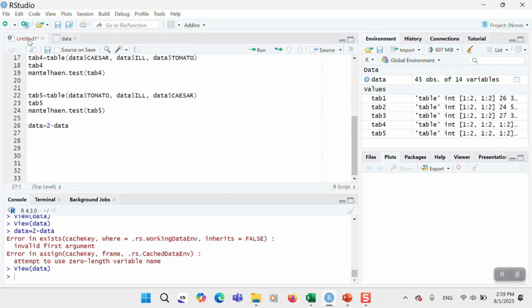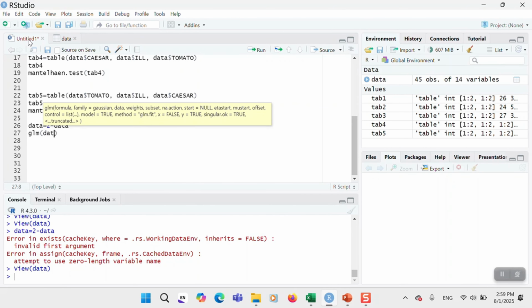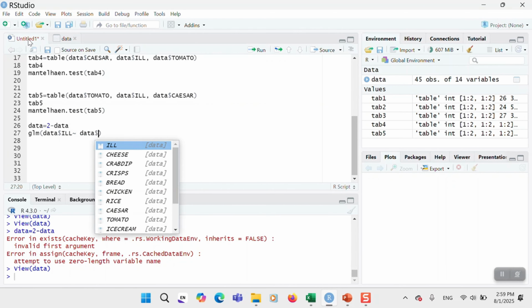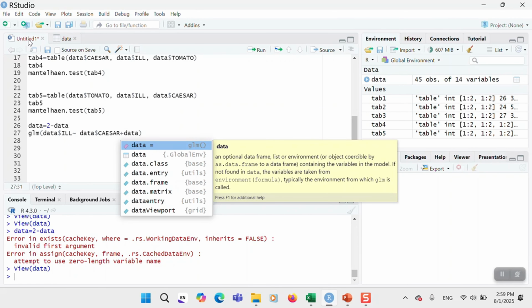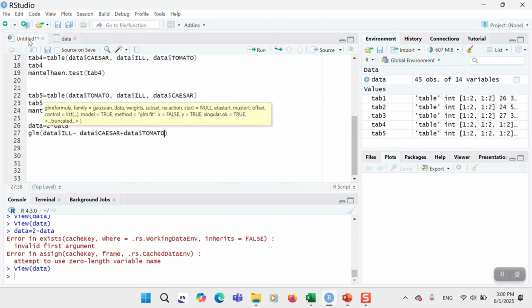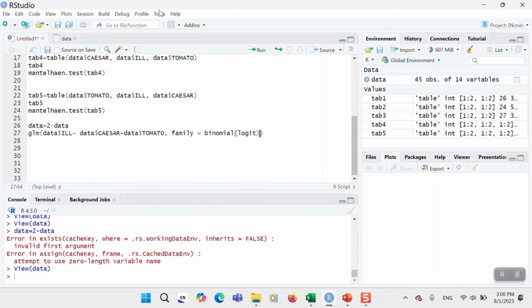So now we can fit a logistic regression model to test whether tomato remains significant after adjusting for Caesar salad. We learned how to do that in the previous session. So we use GLM, and your dependent variable is going to be data ill, right? And use tilde. So the independent variable is going to be Caesar, right? And plus tomato, right? And the family is binomial. Here you could also put data equals data, but I already have done that. So let's run this line of code.